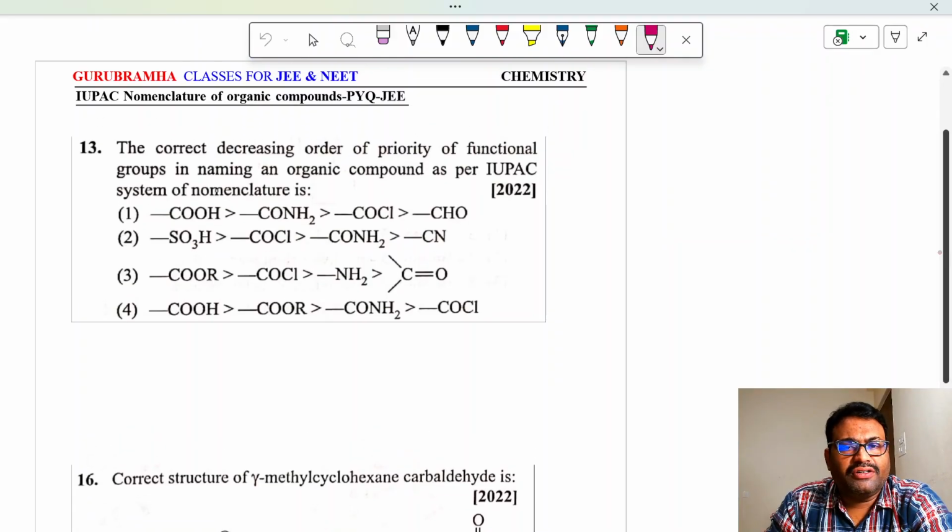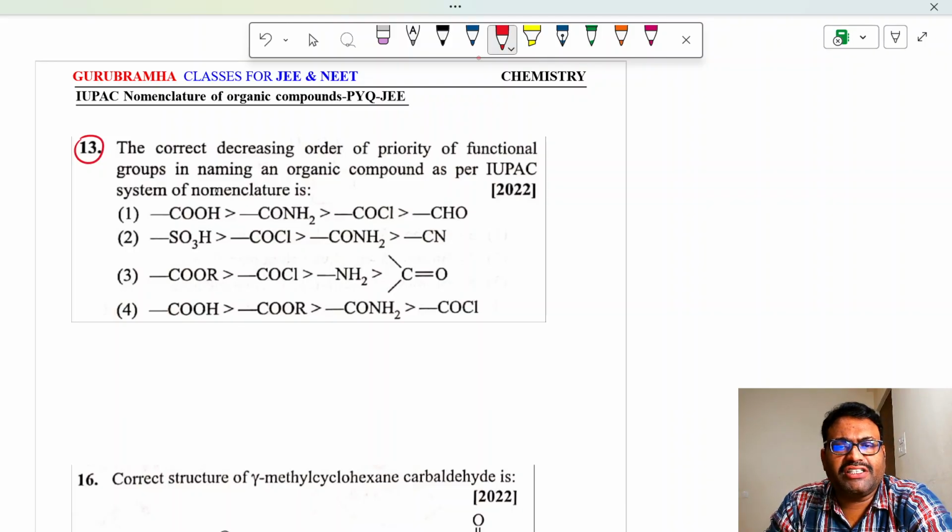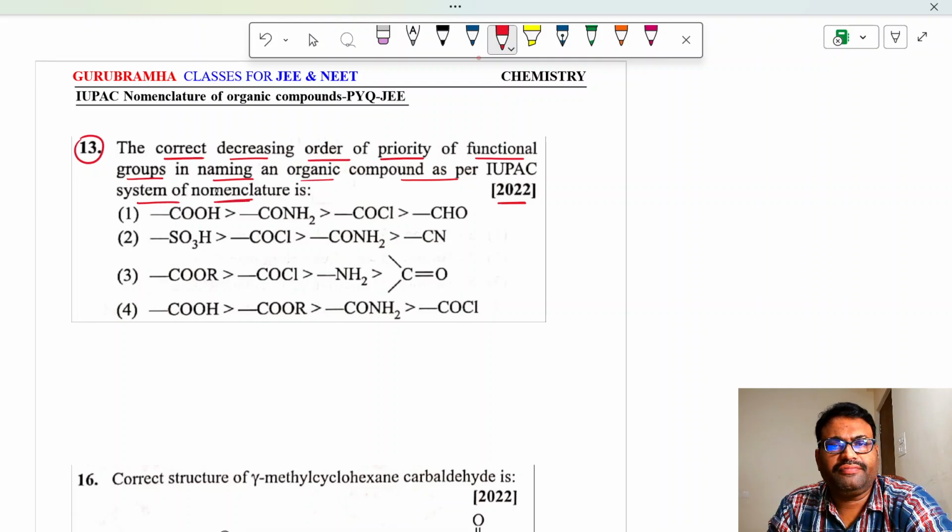Okay, let us see this question number 13, asked in 2022. The correct decreasing order of priority of the functional groups in naming an organic compound as per the IUPAC system of nomenclature. So, priority order of the functional groups. Let us write the priority order.